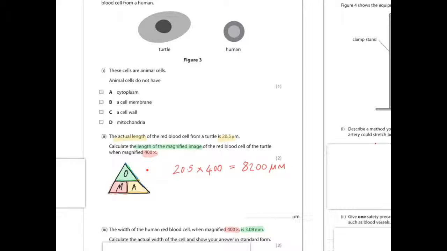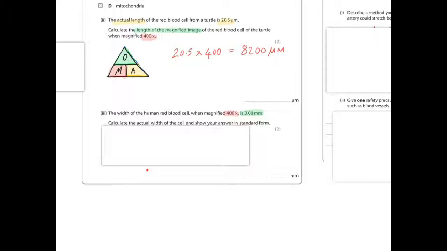Right, let's move on. The width of the human red blood cell when magnified 400 times is 3.08 millimeters, so that's the image length. Calculate the actual width of the cell and show your answer in standard form. So now we go back to this triangle, and now we're trying to work out the actual width, the A. Before we had the observed, now we have the observed length under the microscope. That's how big it looks through observation. Now we want this. So this is a divide line. Observed divided by magnification will give you the actual length. And because it's in millimeters and the answer is required in millimeters, we don't need to convert units at all.